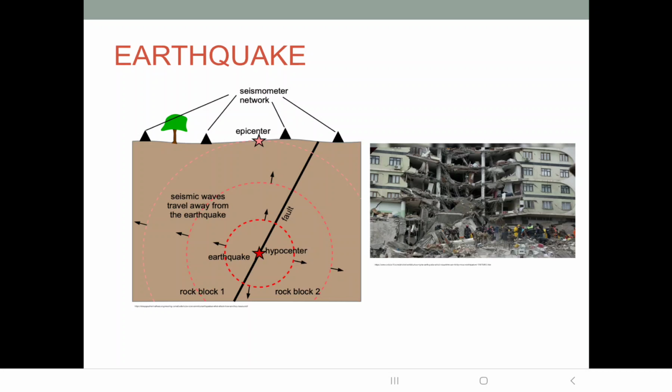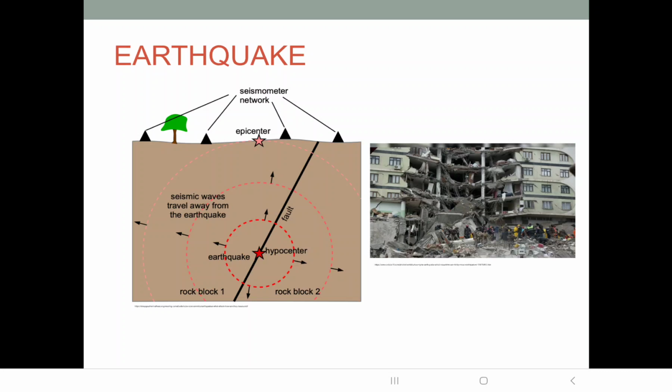Now what happens is that when there is a breakage of a rock along that fault line, there is a sudden release of energy. This release is in the form of seismic waves. So earthquakes are caused when the underground rocks suddenly break and there is a rapid motion along this fault line, and there is release of energy.